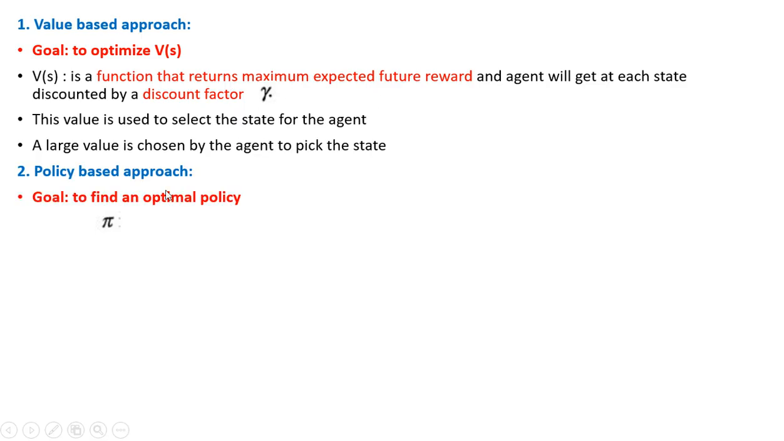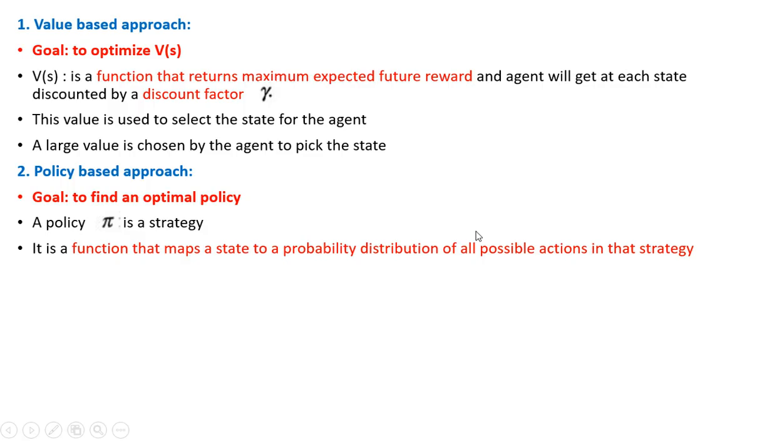The second approach is the policy based approach, where the goal is to find the optimal policy. The policy is represented by pi. So you have to find which is the best policy for the agent to take the action. Basically this is also a function which maps a state to a probability distribution of all possible actions. So the goal here is to find the optimal policy to map each state to the best action.